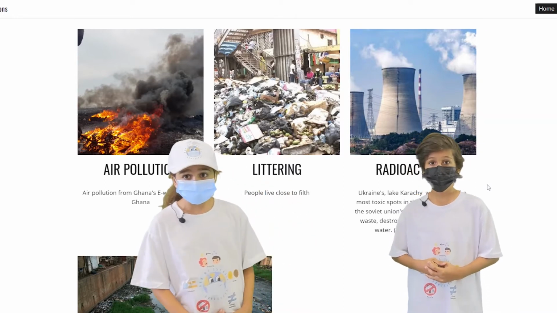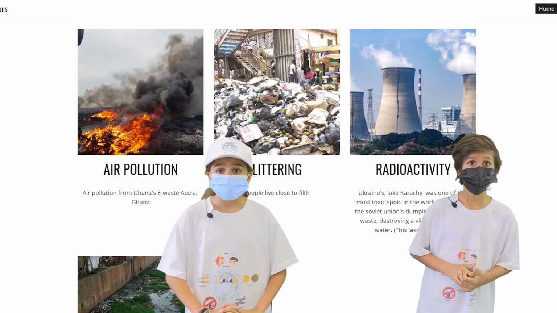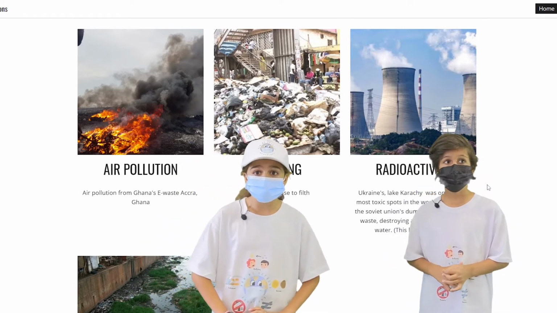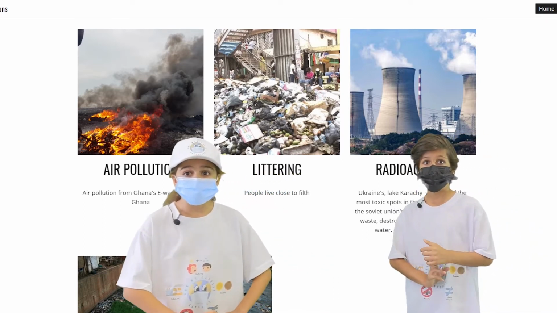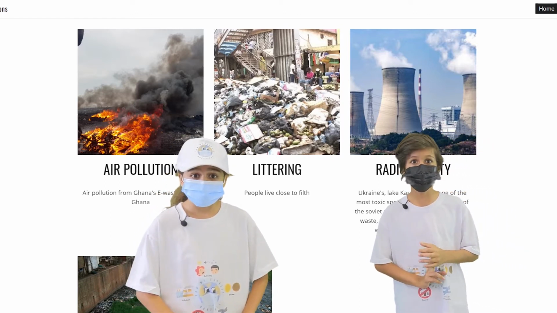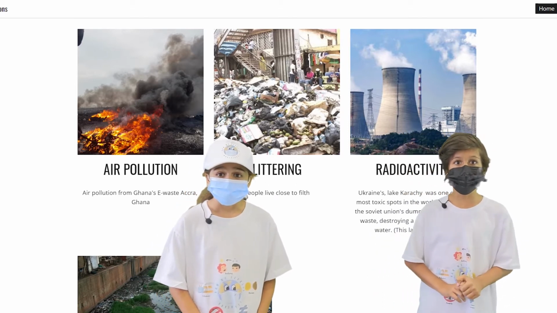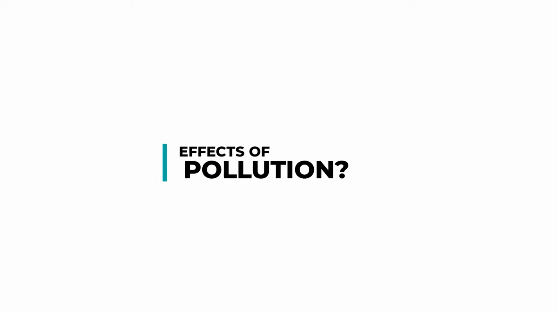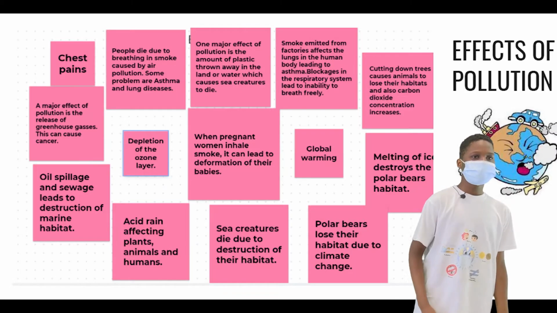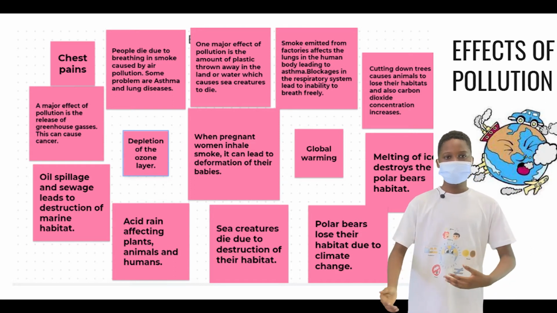And next up, radioactive pollution. Radioactive pollution occurs when radioactive elements enter the atmosphere and reach the Earth's surface after nuclear tests or other things. You may be wondering, what are some effects of pollution? Well, some effects of pollution are chest pains, depletion of the ozone layer, and global warming.